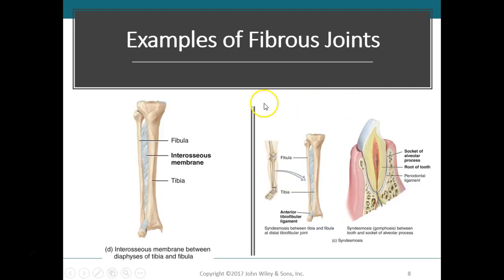Here you can see the interosseous membrane between the tibia and the fibula. So there's that interosseous membrane made up of fibrous connective tissue. And here you see a syndesmosis. Okay, so there's your tiny little, very, very short fibrous connective tissue ligaments that are holding that tooth into the socket. And here you see a tibiofibular ligament. Now remember, this was the interosseous membrane. Right down here you've got a syndesmosis that is just a tiny little short ligament between the fibula and the tibia.